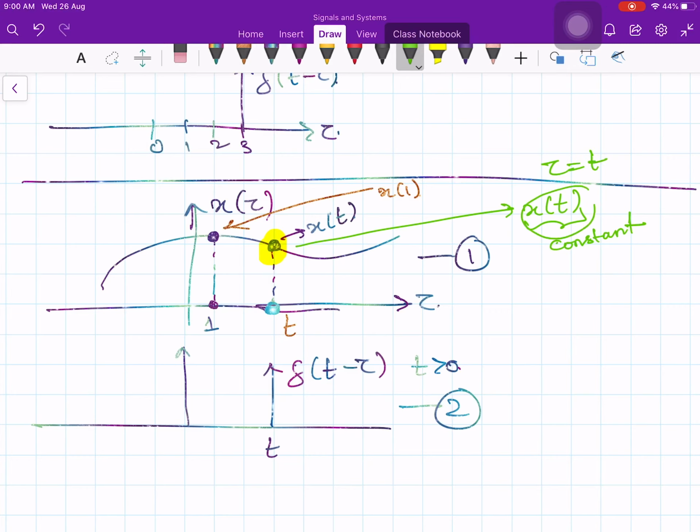So please remember, don't get confused. See, x of tau is a function. Okay, it has values, function of tau, but the moment you substitute tau equal to t in the function, then you will get x of t. Now x of t is a value. Okay, it is a number.